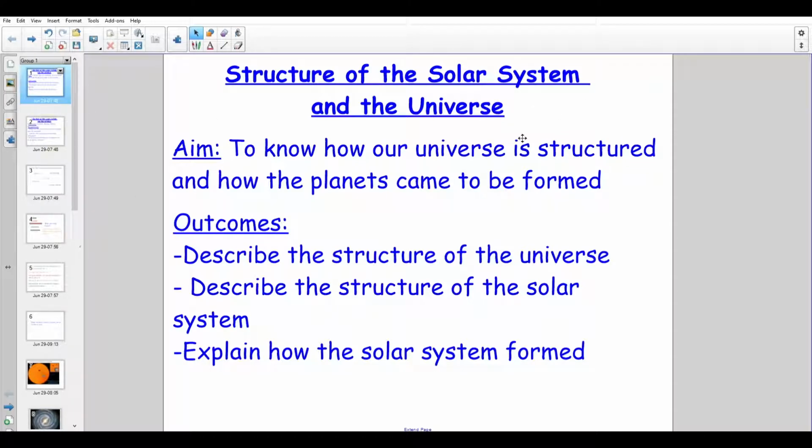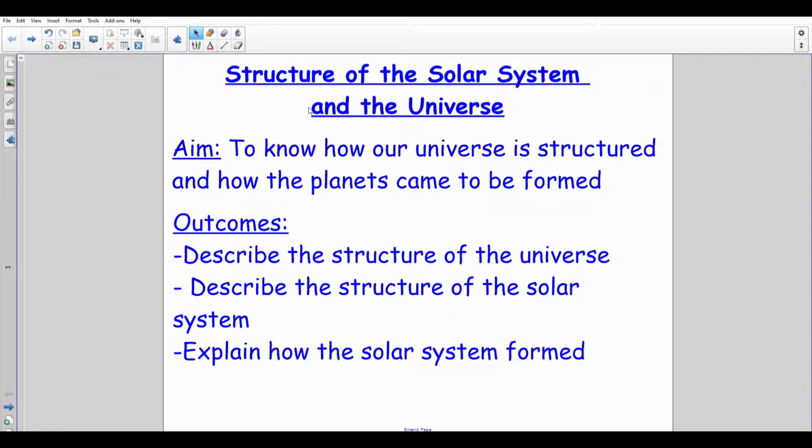to move on. Right, so this lesson we're going to start with our space topic, and we're going to be looking at how the universe is structured. Some of it you probably already know, both from Key Stage 3 and just from generally knowing things. And some of it will be new to you, and we're going to look at a little bit more detail about how the universe is formed.